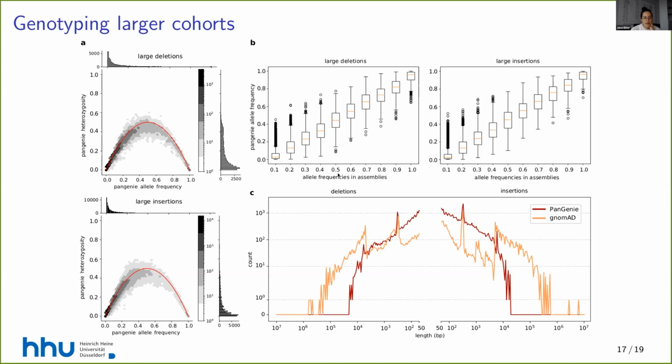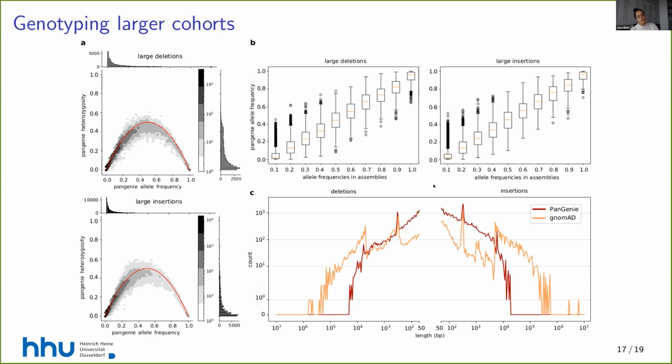Now, if we compare the allele frequencies of these variant alleles in the assemblies to the allele frequencies that we observe for the same variants across the 100 trios, we can see that also the allele frequencies seem to match quite well, which is, of course, also what we would expect.